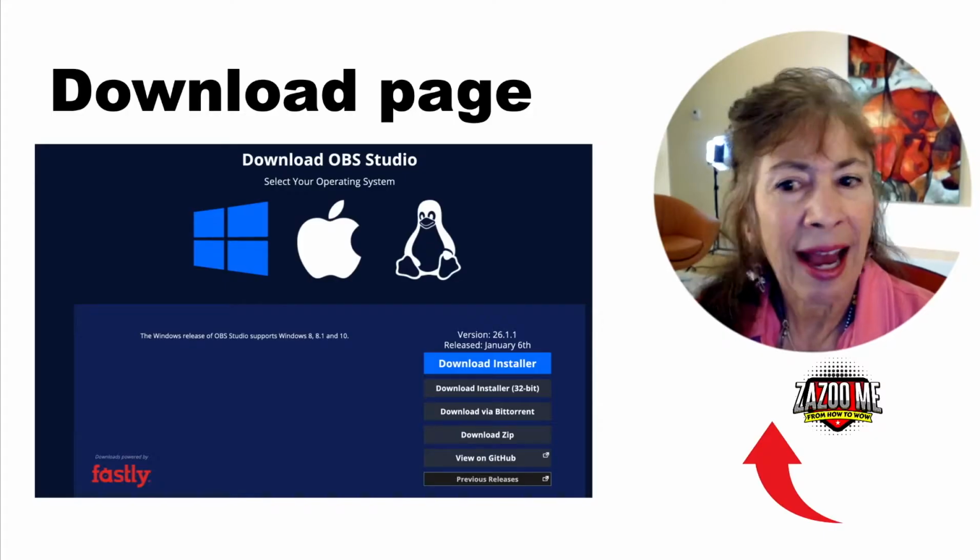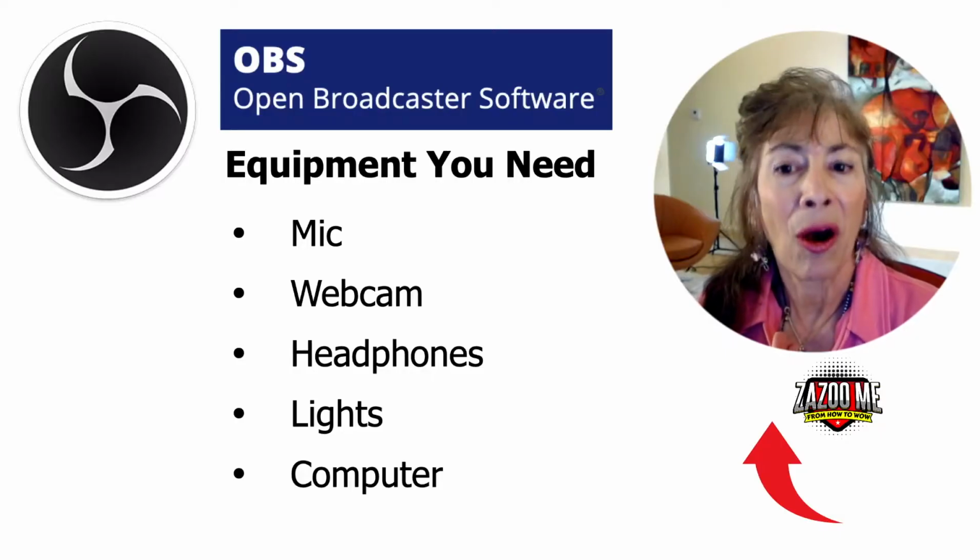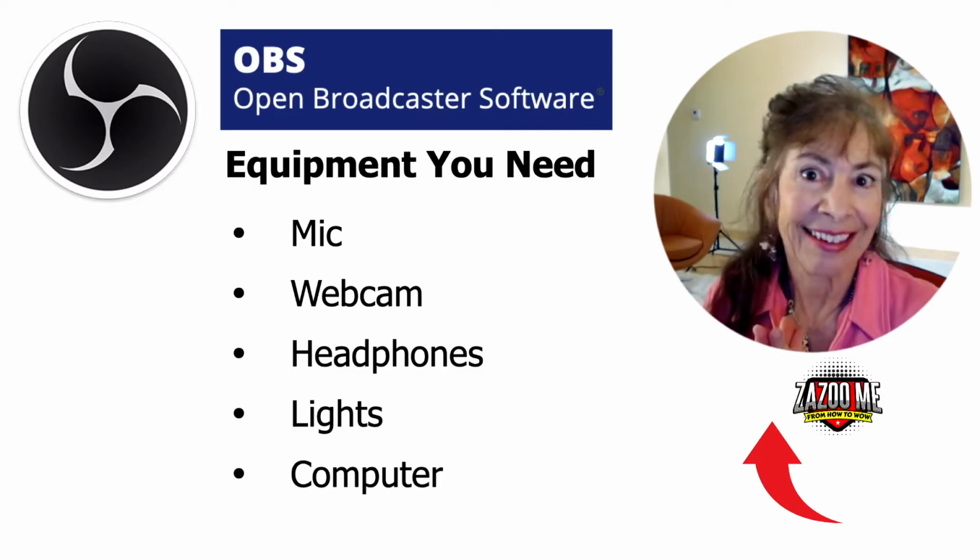When you get to OBS, OBS asks, do you have Windows? Are you on a PC or a Mac, or do you have Linux? Because it's open software for any one of these. All you need is a microphone, a webcam, headphones, lights, and a computer.